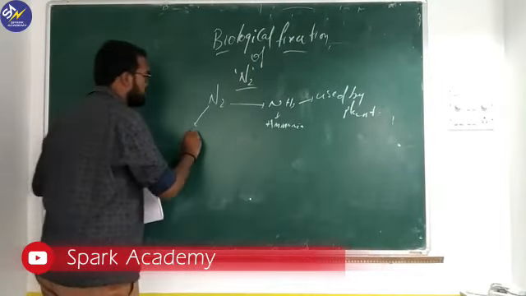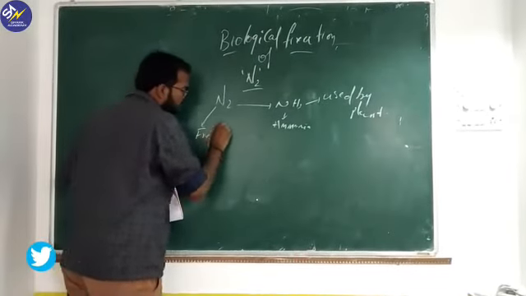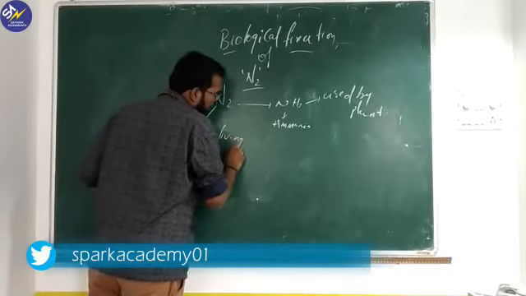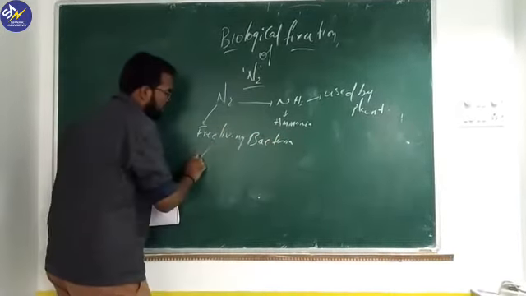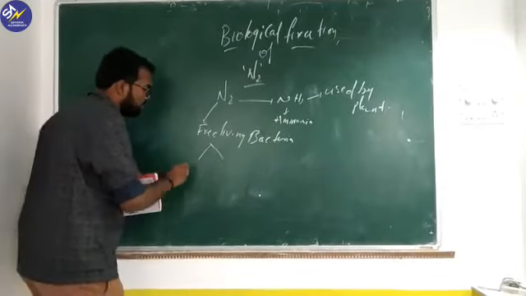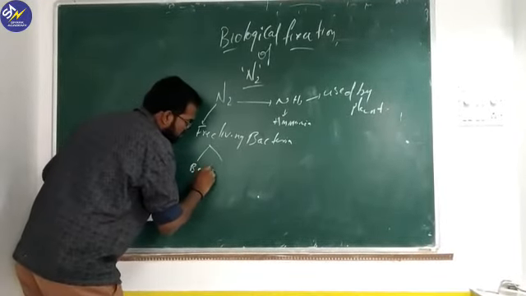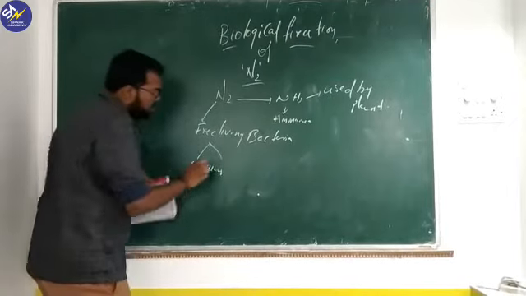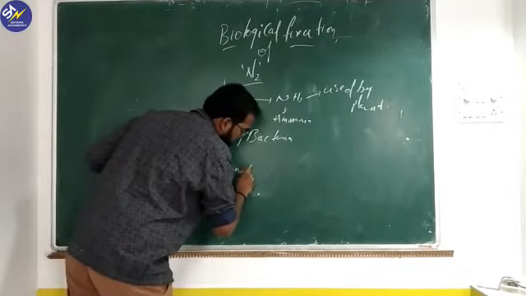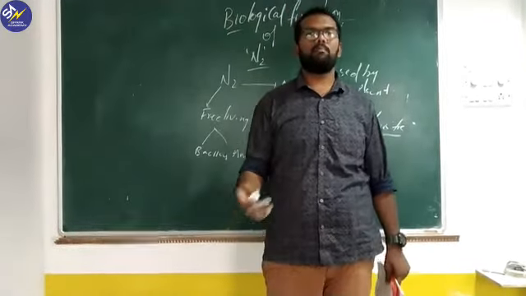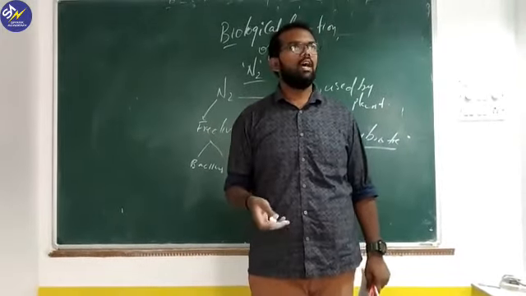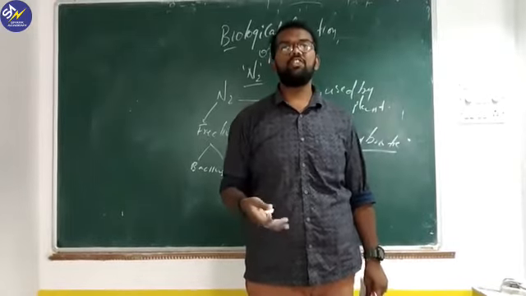For example, microorganisms like free-living bacteria like Bacillus, Anabaena. Symbiotic relations will be shown by plants like peas and plants like rhizome, like ginger, etc.